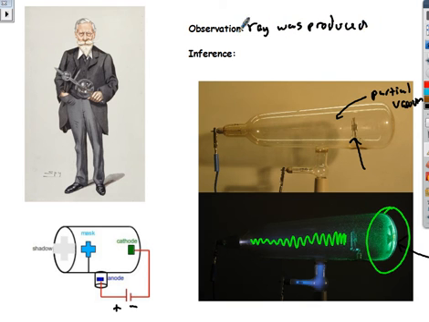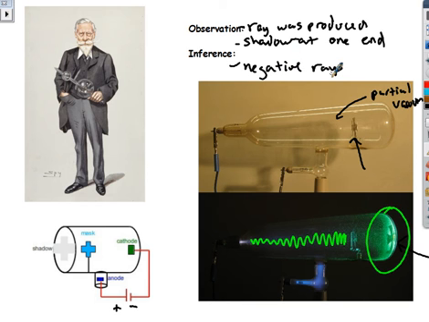They observed a shadow at one end. Based off of that, Crookes was able to make an actual inference. Crookes was able to say that this is being produced at the negative terminal, at the negative side, because of where that shadow is. So these were negative rays. Negatively charged rays is what Crookes was able to understand about these cathode rays.